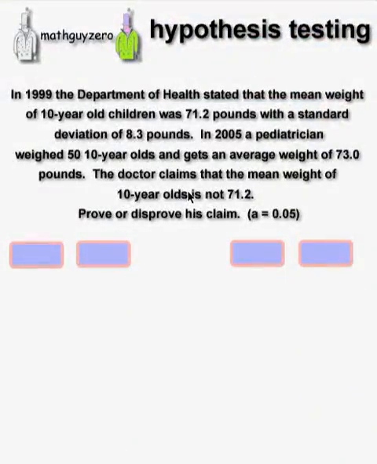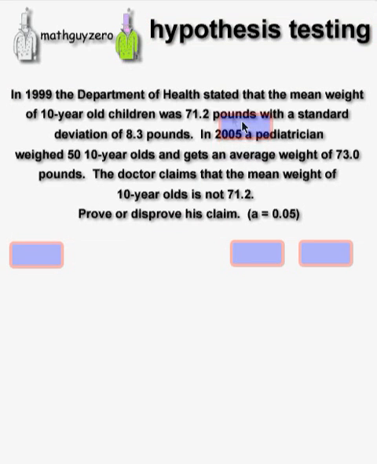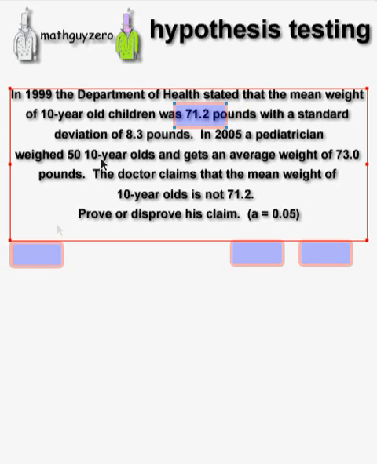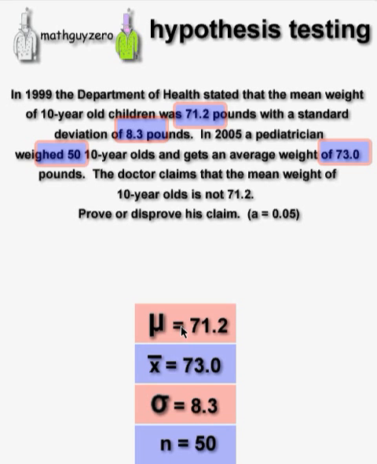The null hypothesis. First thing we need to do is pull out the data we're going to use in the test statistic formula. Looks like the population mean is 71.2 pounds. The population standard deviation is 8.3. He weighed 50 of these kids, so that's the sample size, and his sample mean was 73.0. So there's the data we need.